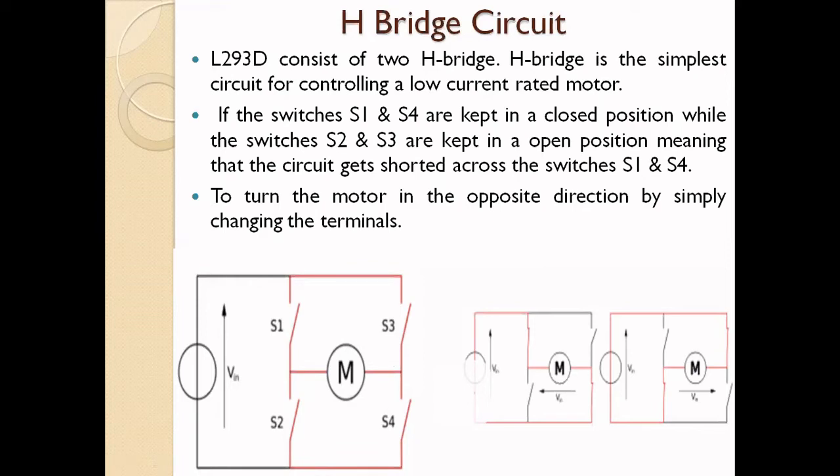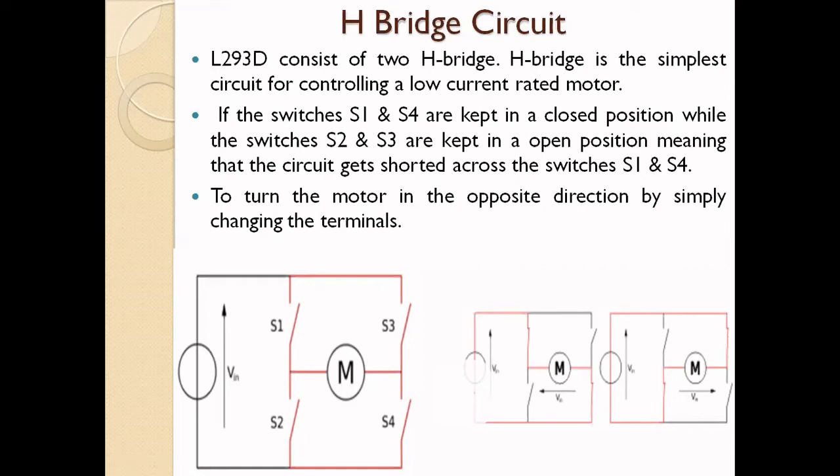Suppose I want to rotate the motor in the anti-clockwise direction. We can see the next diagram. You have to turn off switch 1 and 4 and turn on switch S3 and S2. So if switch S3 and S2 are turned on, the current will flow from the supply through S3, the motor, and S2, and it will come to the negative. The direction of the current flowing through the motor is changed, so the motor rotates in the opposite direction.